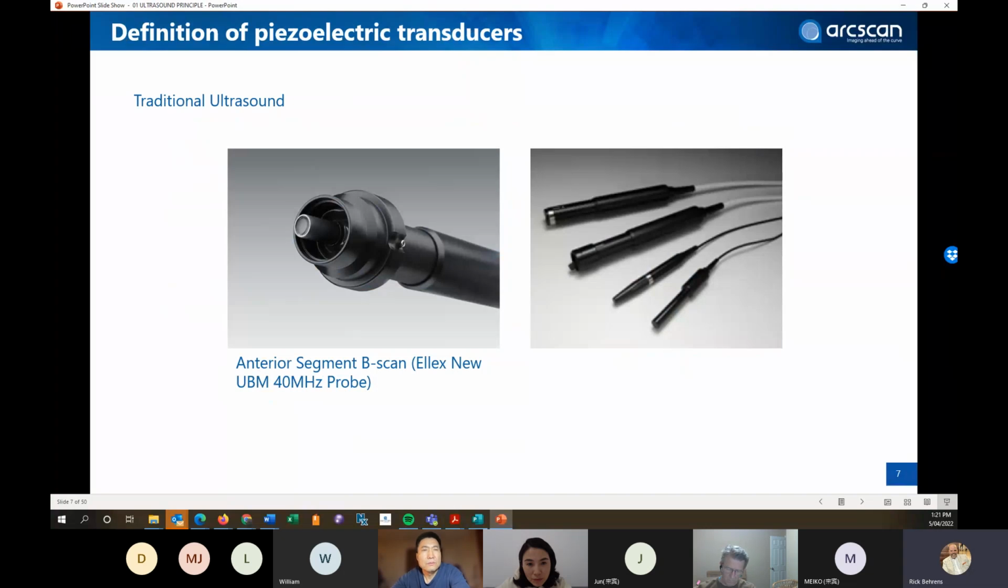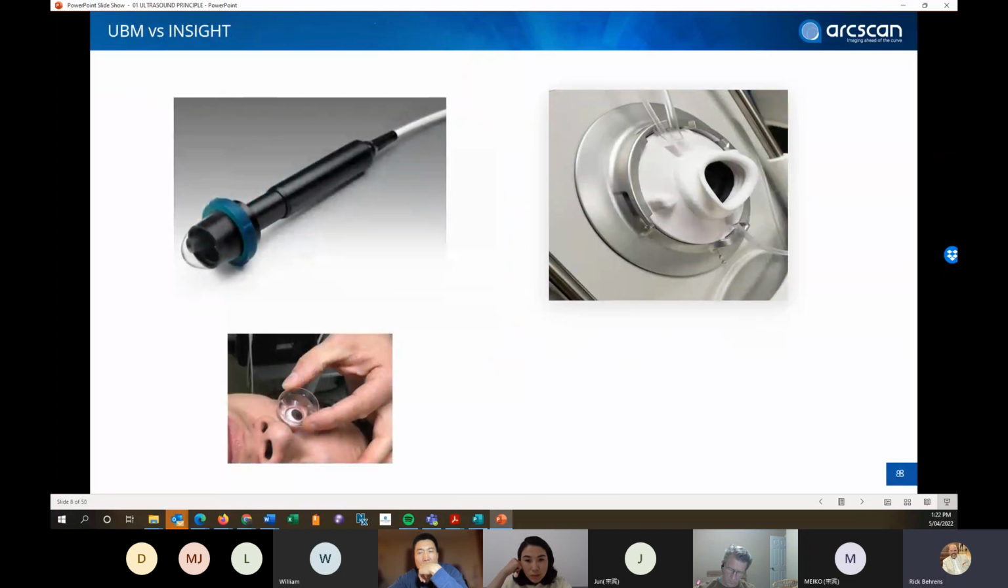So traditional ultrasounds look like that. They will have a shaft and a movable piece. This is for the UBM, or there are going to be different forms of probes. Now, these devices are handheld, and the user will position them in different ways on the eye.